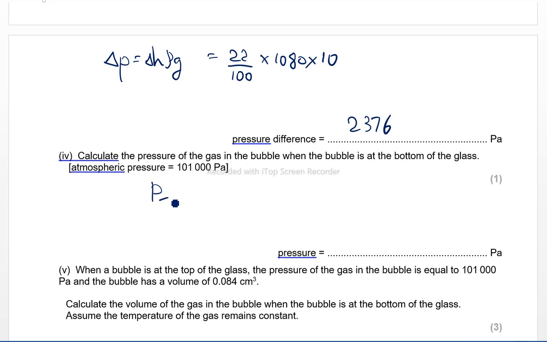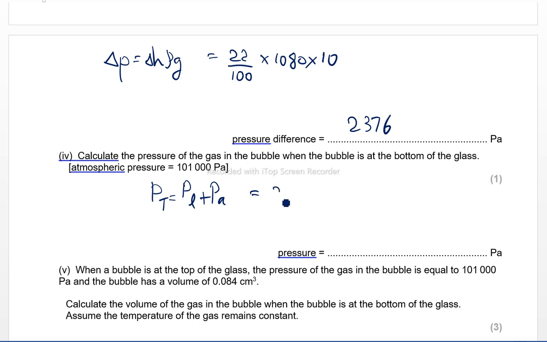The gas bubble does not understand a liquid pressure or an atmospheric pressure. It will feel a total pressure. The total pressure is what matters. To find the total pressure, this equation: the liquid pressure plus atmospheric pressure. So do we know the liquid pressure? Yes. Do we know the atmospheric pressure? Yes. Then just substitute and get the answer.